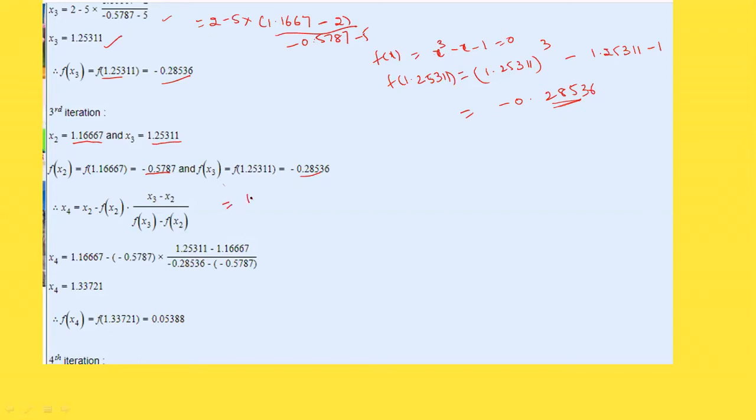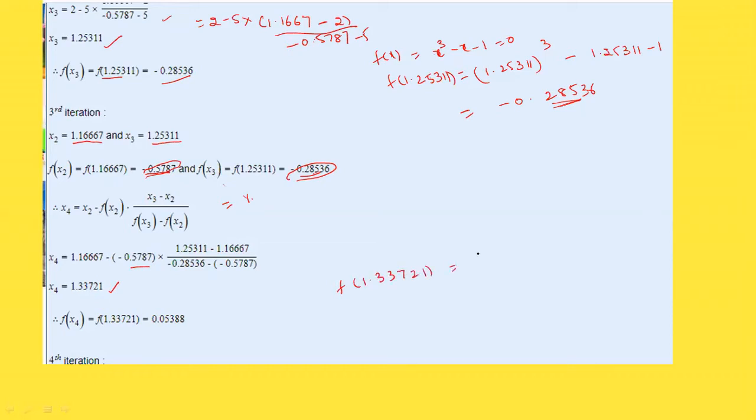So what is your x2? Your x2 is 1.16667, minus your f of x2, minus 0.5787, into your x3, 1.25311, minus your x2, 1.1667, by minus 0.28536 minus this. By substituting, how much are you getting? 1.33721.